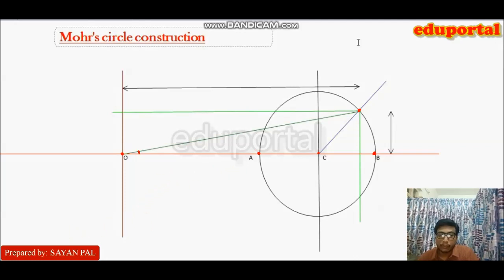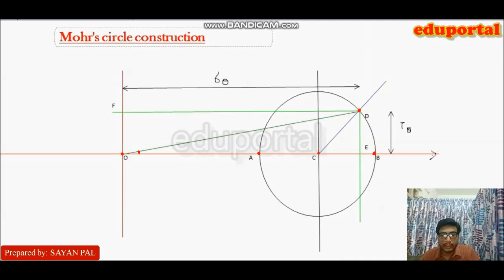Now suppose this is point D, suppose this is point E, and suppose this is point F. So now we have this as sigma theta, and this as tau theta.